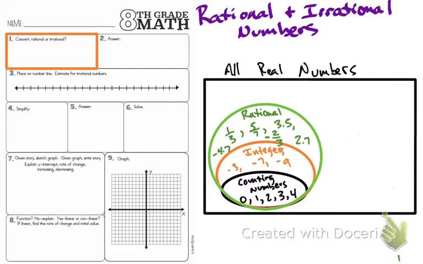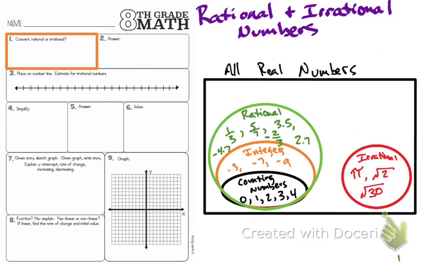Now, separate from these three circles that connect to each other, we have our irrational numbers, which we are learning about today. Those numbers include things like pi, the square root of 2, and the square root of 30. And we'll talk about our square roots a little bit later in this video.